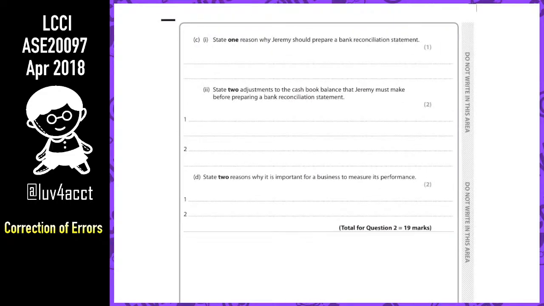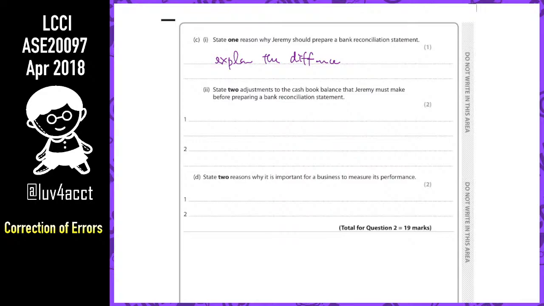State one reason why Jeremy should prepare a bank reconciliation statement. So a bank reconciliation statement is to explain the difference, because usually the bank statement will be different from your own record. If you just leave it there, thinking it's normal, and you don't explain the difference, you don't prepare the bank reconciliation, it is possible that there is really a fraud, and you don't know because you think it is normal.